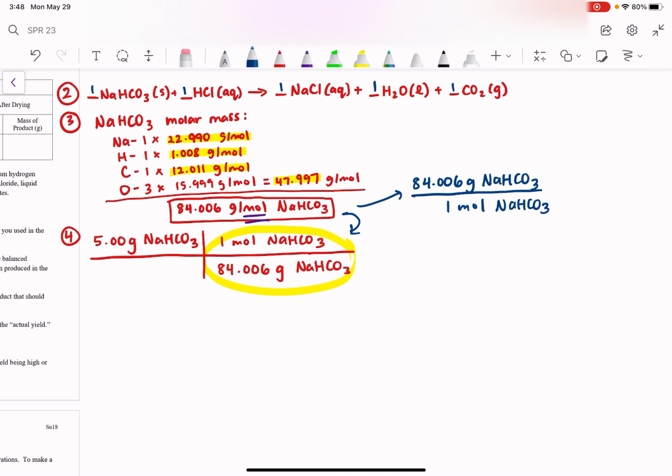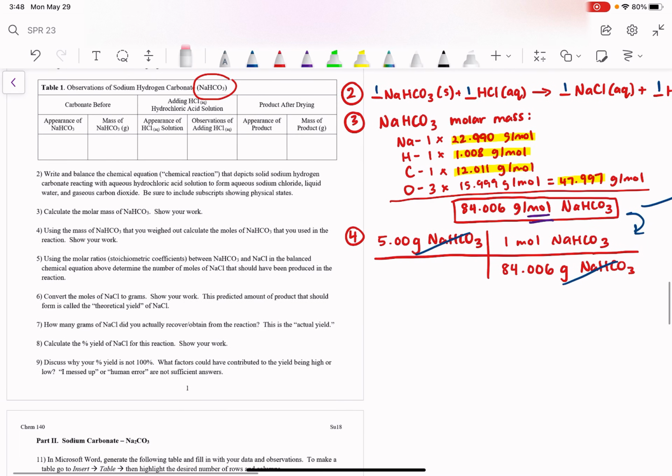I wrote it this way, the highlighted way, because I want to cancel out these grams to get to moles. In other words, what I wanted to know in number 4 is how many moles of NaHCO3 did I put in my reaction? I don't have something that measures moles in lab, so I have to use grams and then get to moles by converting. Hopefully that makes sense. If not, let me know.